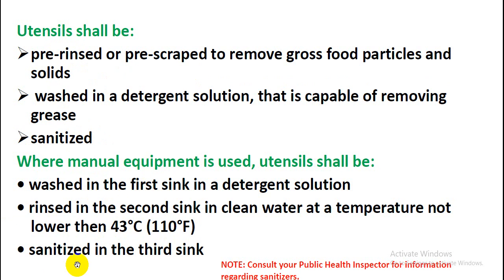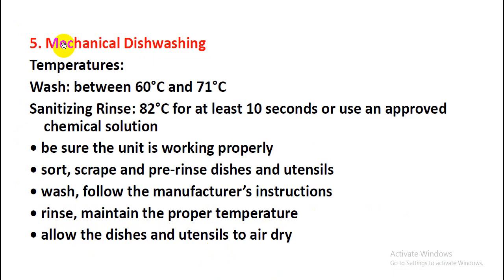The third one is used for sanitizing with an appropriate and useful detergent, a sanitizing material in general.